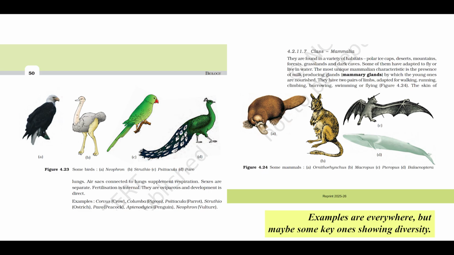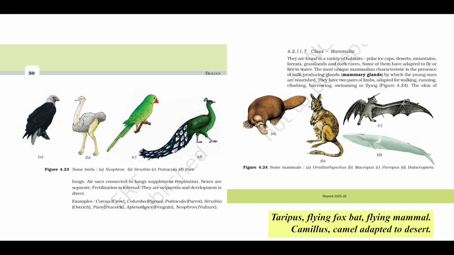Examples are everywhere, but maybe some key ones showing diversity. Sure. Let's list a few representing different groups or adaptations. Oviparous monotreme, Ornithorhynchus, platypus. Viviparous marsupial give birth to underdeveloped young nurtured in a pouch. Macropus, kangaroo, viviparous, placental vast majority.